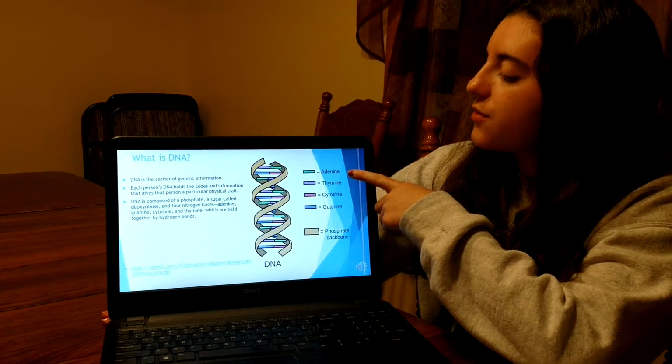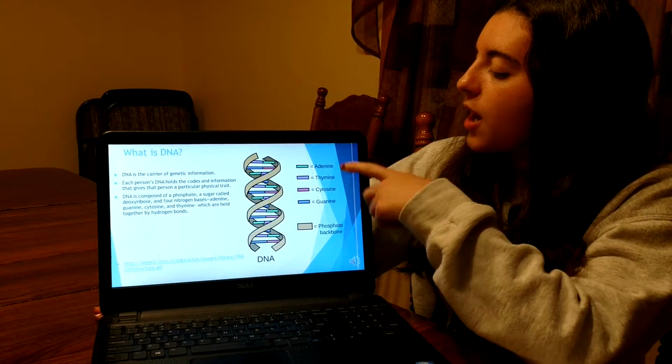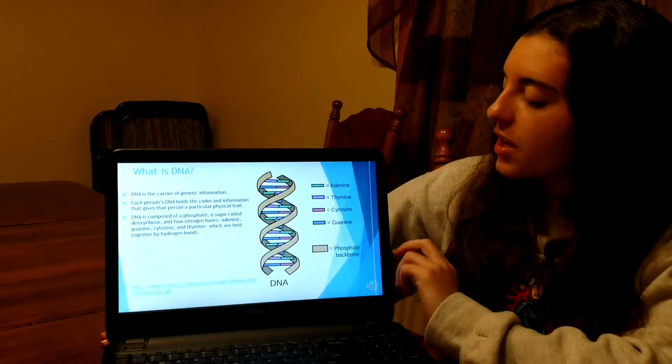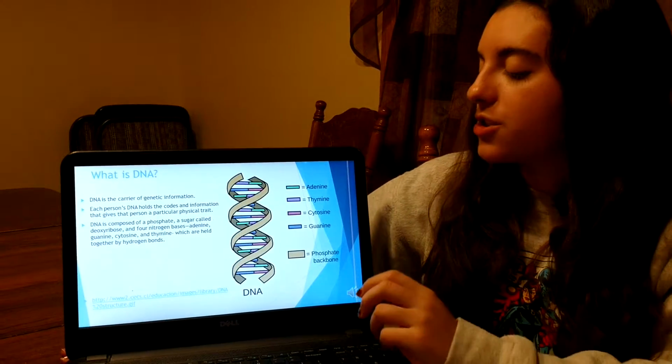And then it has the 4 different nitrogen bases. Adenine and thymine are always paired up together, just like G and C are. And they make up the rungs of the ladder, which is held together by hydrogen bonds.